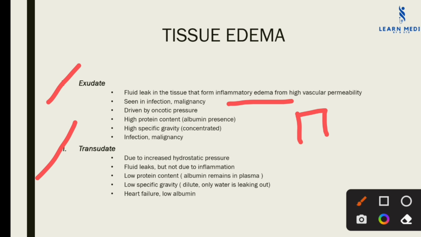But this is in contrast to transudate. Transudate is also a fluid-like substance, but it is due to increased hydrostatic pressure, not oncotic pressure. Exudate is driven by oncotic pressure, which depends on protein, but transudate is formed due to hydrostatic pressure, which is based on the normal blood pressure and not driven by protein. So fluid leaks, but not due to inflammation. Exudate is formed during the inflammatory process, but transudate is not due to inflammation, and it has low protein content and low specific gravity, and is usually seen in heart failure and low albumin levels.